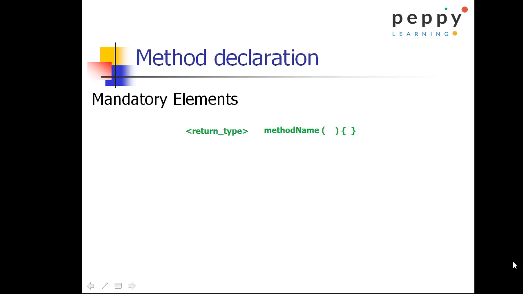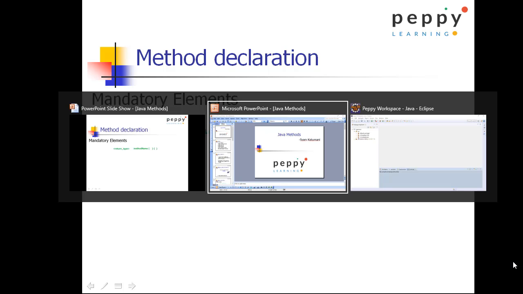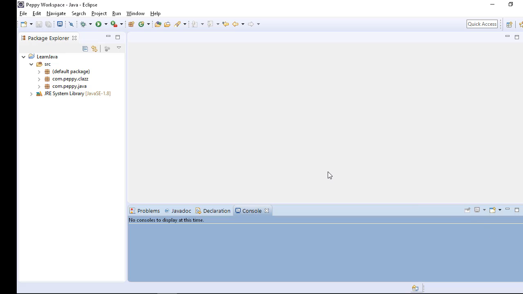Method declaration. Let's see the mandatory elements for a method: a method name with open and close parentheses, open and close braces, and a return type. Let's go and create a method first and come back and revisit the slides. For that, you should have opened your Eclipse. I have already opened Eclipse.